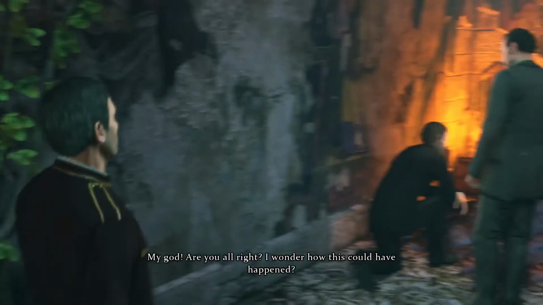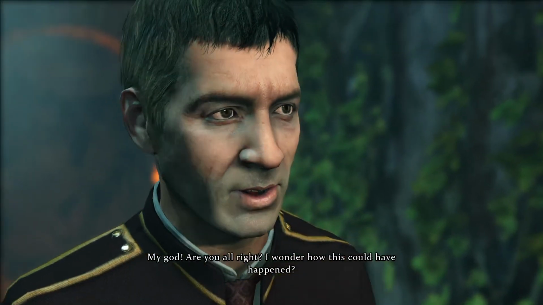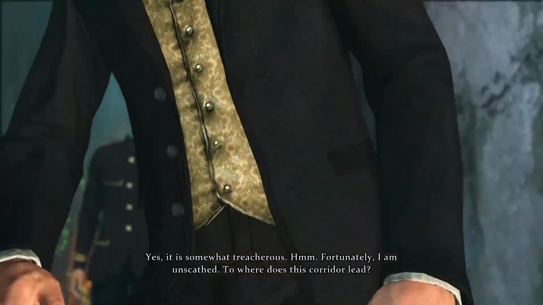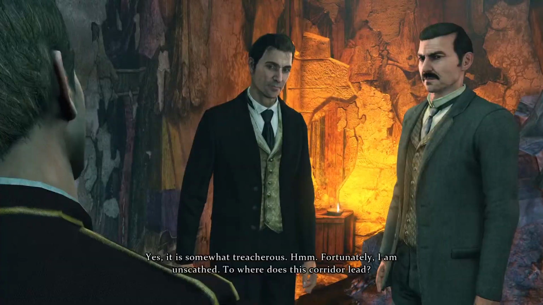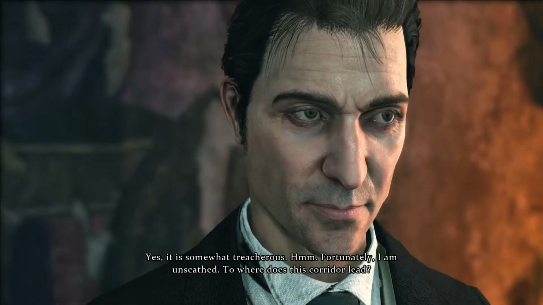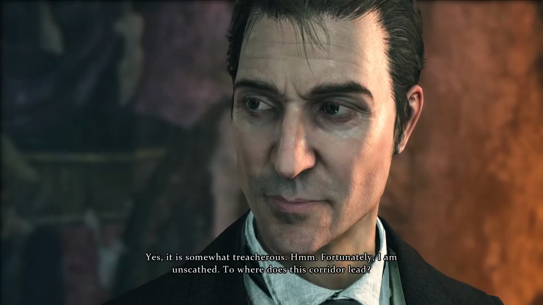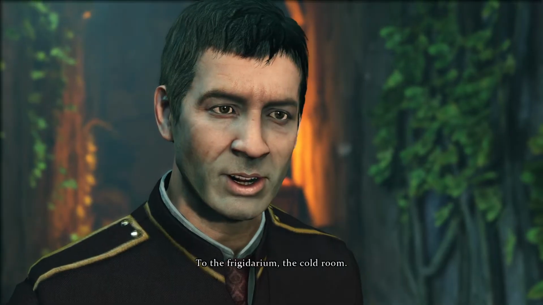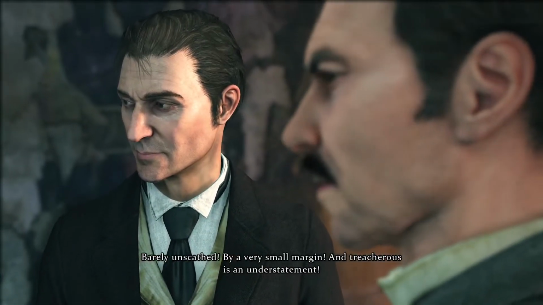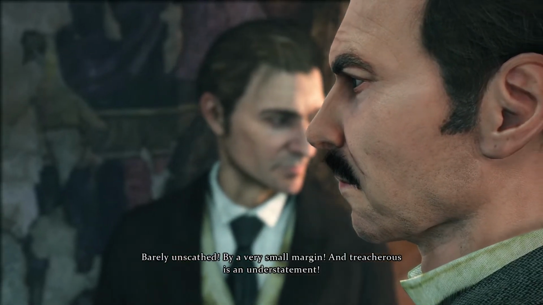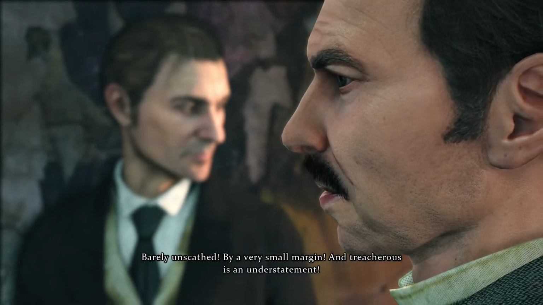My God, are you all right? I wonder how this could have happened. Yes, it is somewhat treacherous. Fortunately, I am unscathed. To where does this corridor lead? To the frigidarium, the coal room. Barely unscathed and by a very small margin. And treacherous is an understatement.